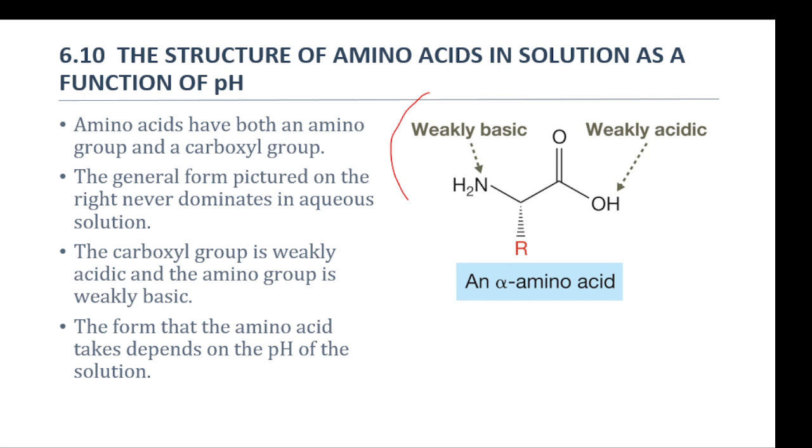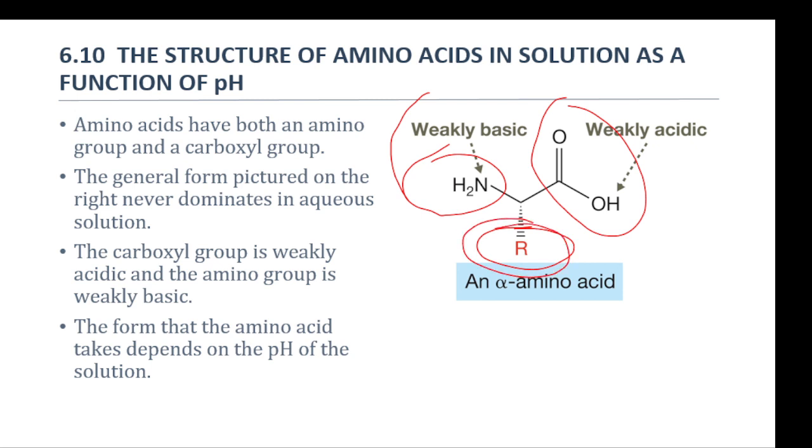So when we look at an amino acid, what we can see is we have an amine group here, and we have a carboxylic acid here, and then we have right here the side chain. That's the one that determines whether this is glycine or lysine or whatever, right? The side chains do not necessarily have acidity or basicity that's significant in this case. Some of them do, some of them do not. But right here we have the amine and we have the carboxylic acid.